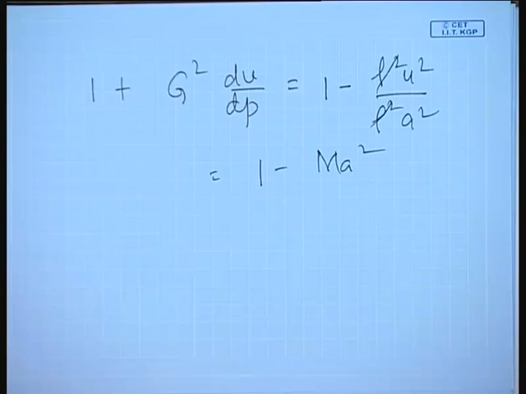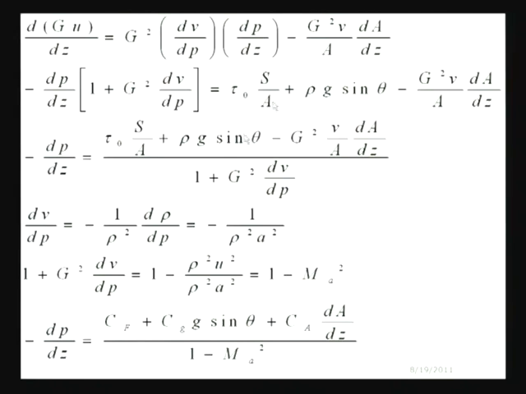So, what do we find? We find that the denominator in this particular case gives you an idea about the condition where Ma equals 1, or it gives you an idea about the choked flow condition. So, the denominator for single phase compressible flows corresponds to the choked flow condition, or Ma equals 1.